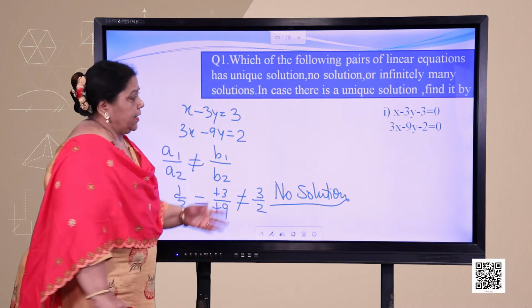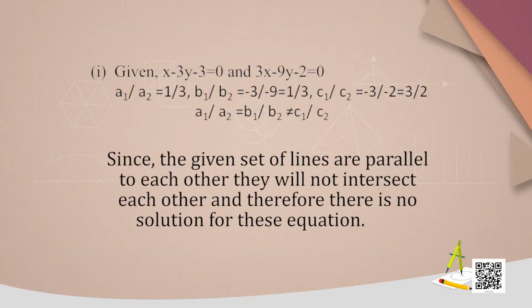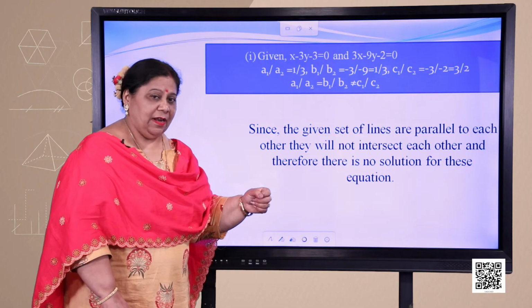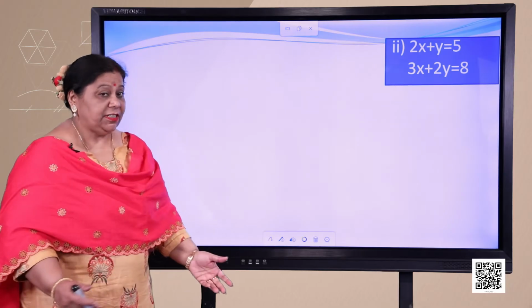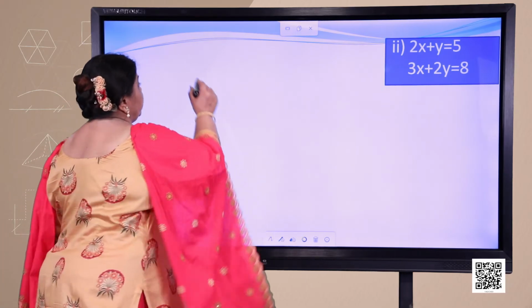Now, let us see the second part. So, students, we have just now seen, since the given set of lines are parallel to each other, they will not intersect each other and therefore, there is no solution for these equations. Now, let us see the second part. 2x plus y is equal to 5 and 3x plus 2y is equal to 8.